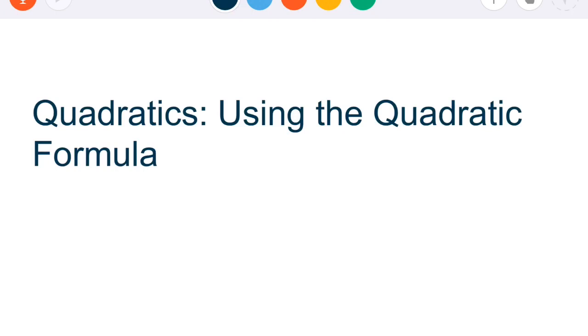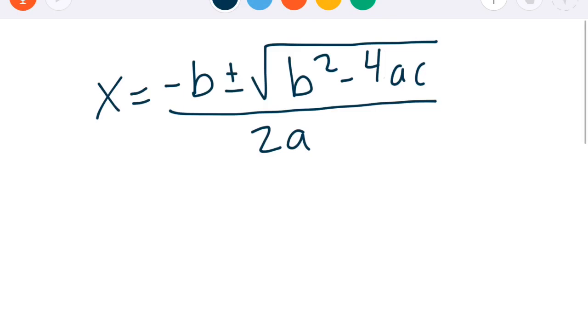This video is going to be on using the quadratic formula. So, the quadratic formula looks very scary. There it is. That is the quadratic formula. X equals negative b plus or minus the square root of b squared minus 4ac divided by 2a.